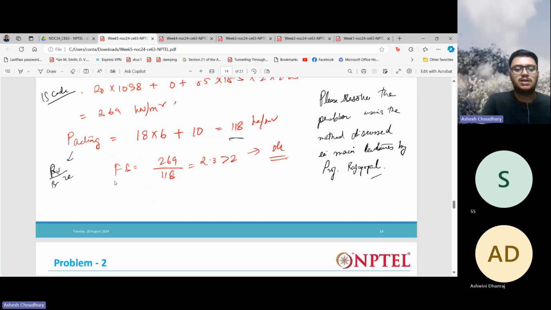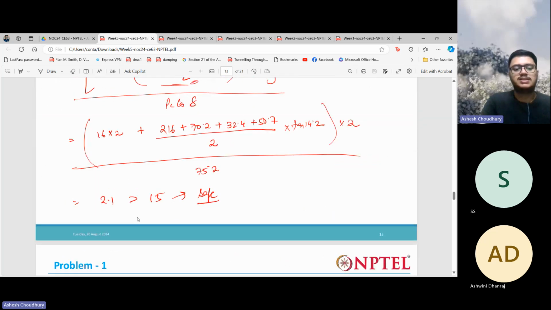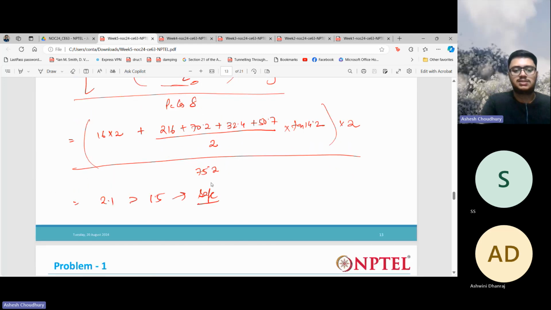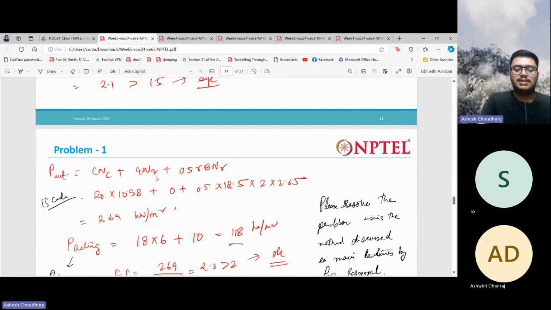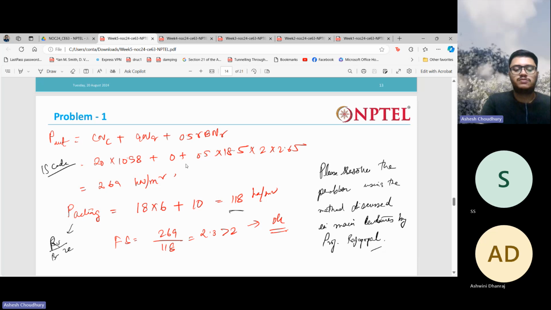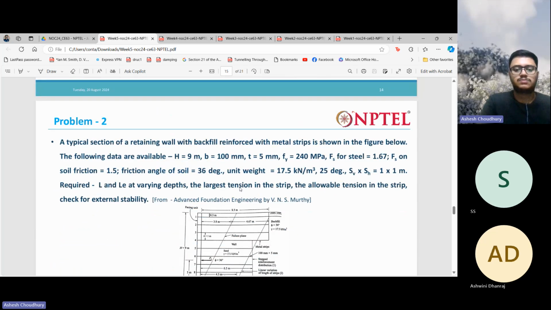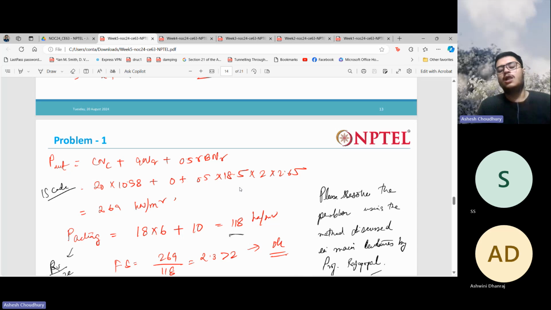Then we find out the factor of safety against sliding and overturning, and we check that these are acceptable here. Overturning, and this is the sliding. And then the bearing capacity check also you have to do. These problems we solved without considering the seismic forces. You can also include the seismic forces and then solve the problems.